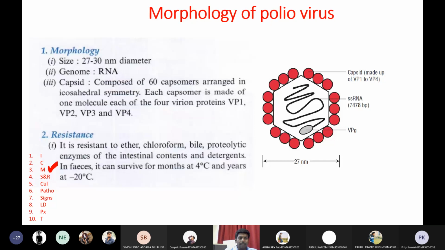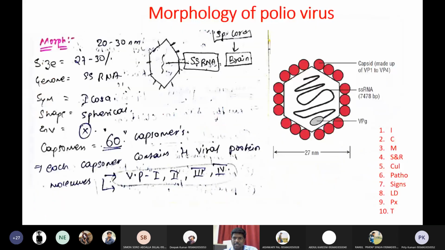After morphology: we discussed the introduction to polio, then the classification of polio, then the morphology of polio. Then we need to discuss the susceptibility and resistance of polio. Let us see where polio is resistant and where it is susceptible.